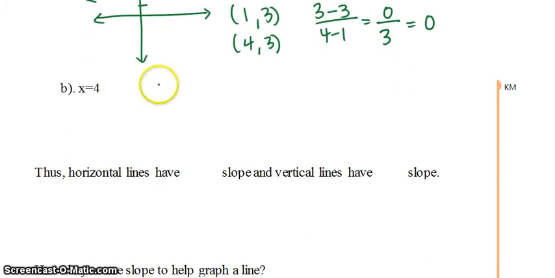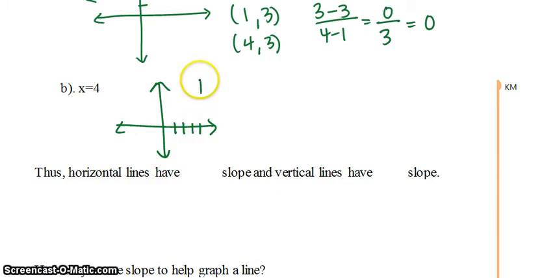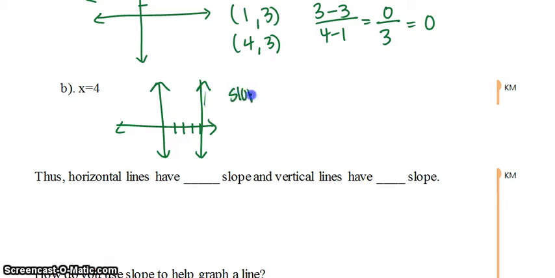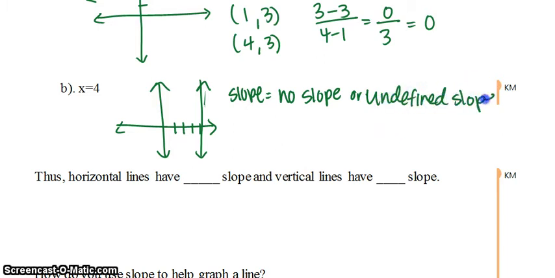Now if we look right here, we have x equals 4. We know that that's going to be a vertical line at 1, 2, 3, 4. Okay, so what does it rise up to? Well, it just keeps rising. This means there's no slope. So this is something you want to know. Or you might hear it as undefined slope. Slope is undefined. So that's something good to know.